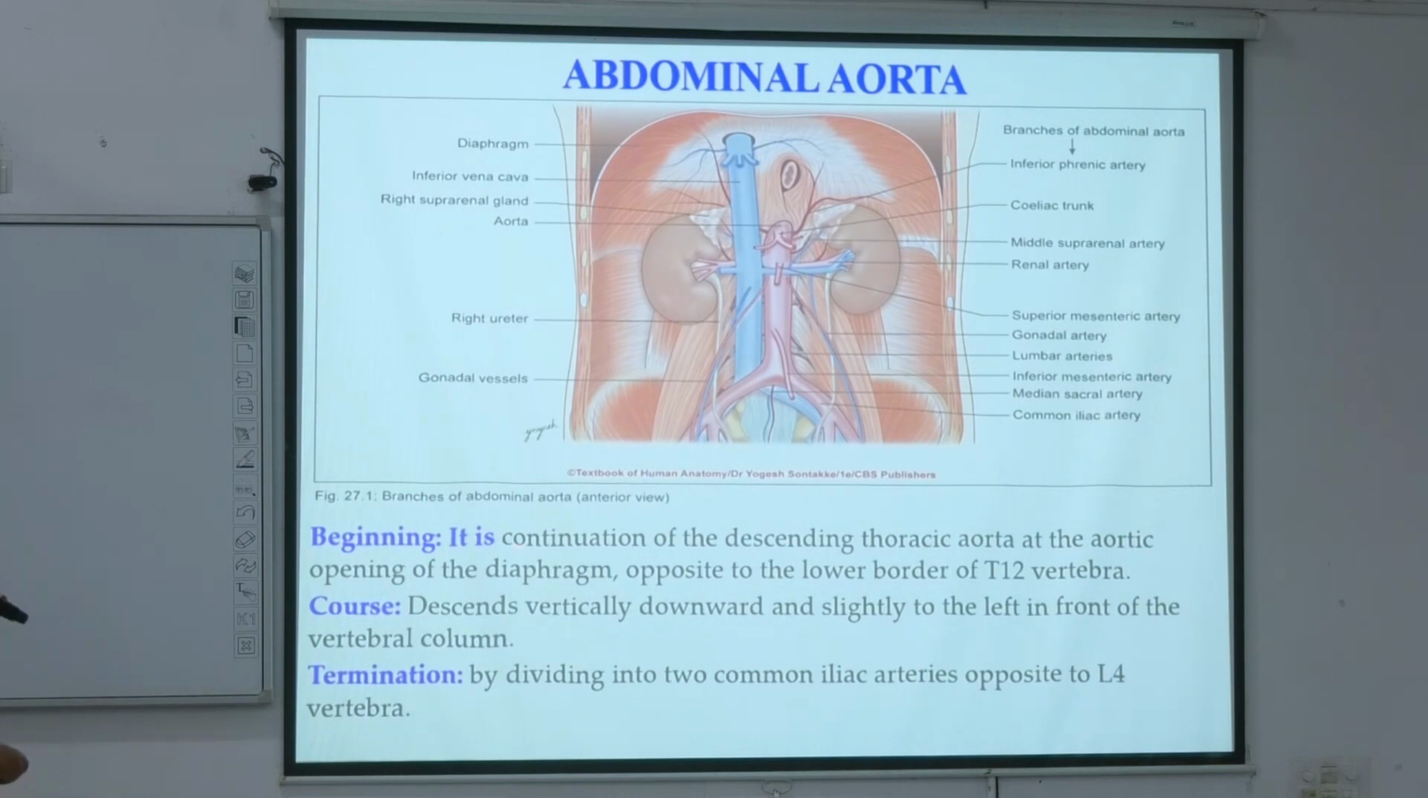So what is the beginning? It is the continuation of the descending thoracic aorta at the aortic opening of the diaphragm, opposite the lower border of the T12 vertebra. Vertebral level is important. The aortic opening lies at the T12 vertebral level. Course: it descends vertically downward and slightly to the left in front of the vertebral column, and termination: by dividing into two common iliac arteries opposite the L4 vertebra.